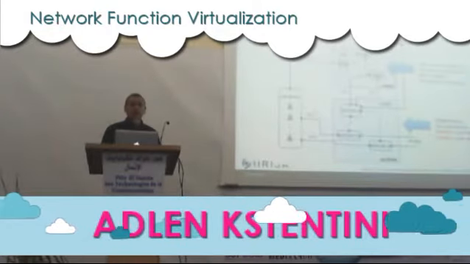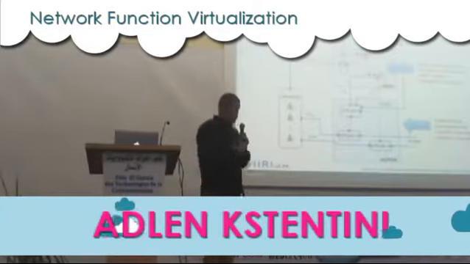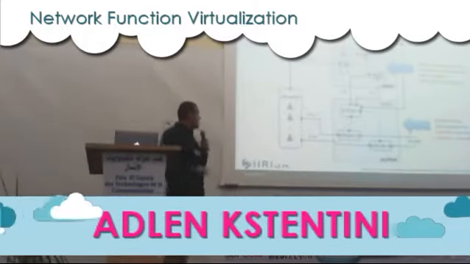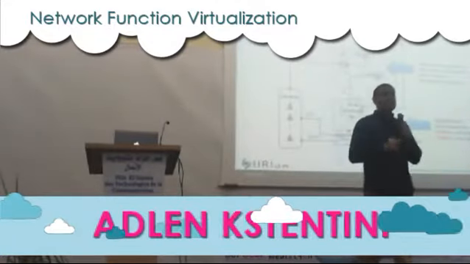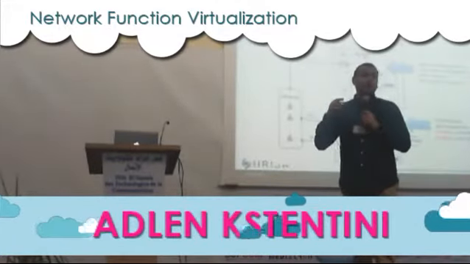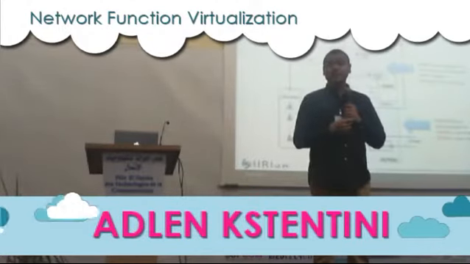Here I will give you some examples about the decomposition of the evolved packet core, which is used in the mobile network. There are two main entities in the mobile domain.